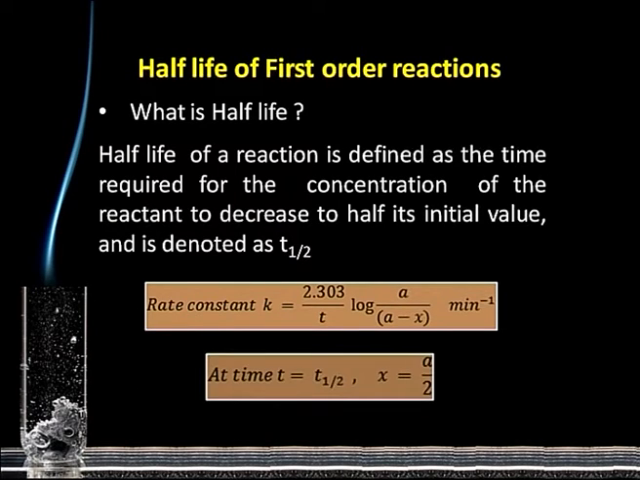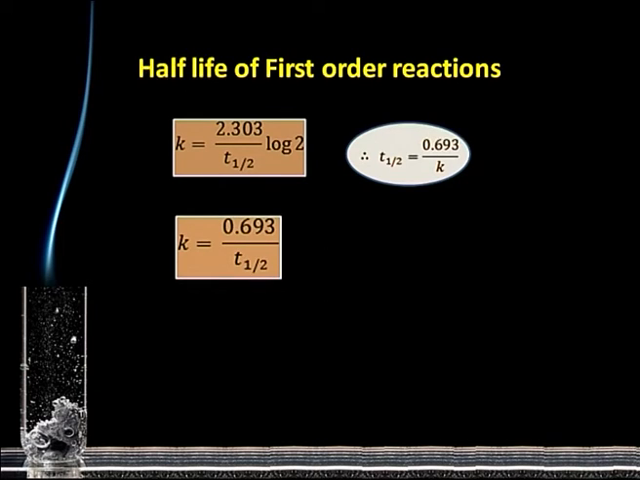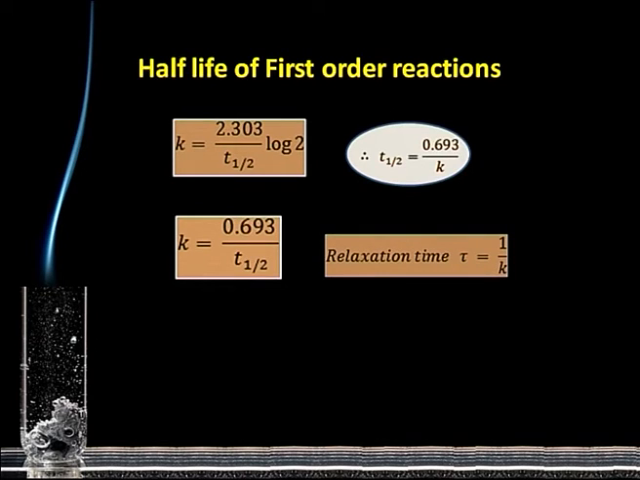when A becomes A by 2, and in such a case we get the value of K to be equal to 2.303 upon T half log 2. On rearranging we get T half to be equal to 0.693 upon K, and K is 0.693 upon T half. We also define what is called relaxation time, which is denoted by tau, that is equal to 1 upon K.